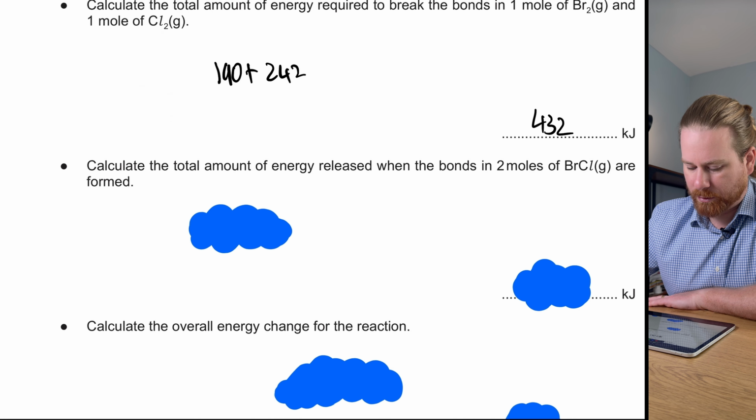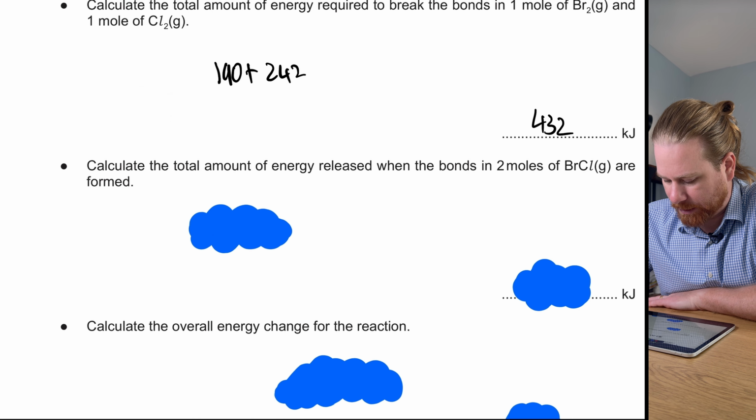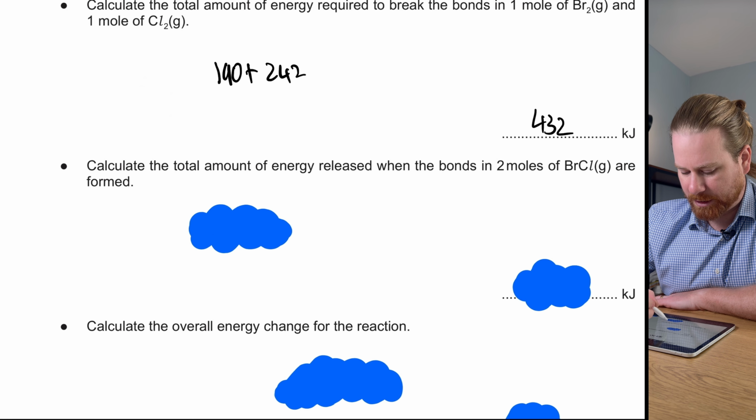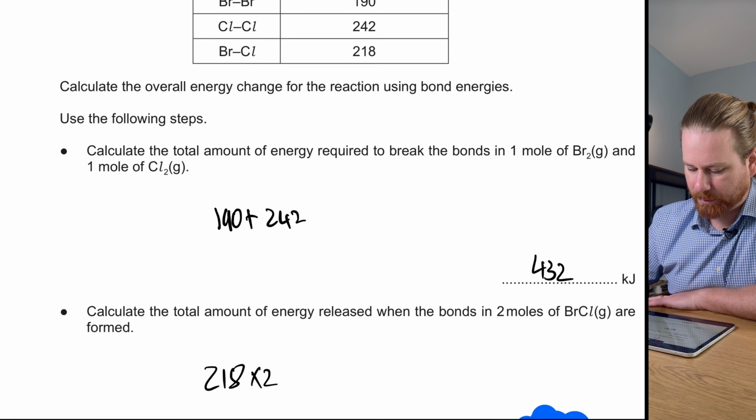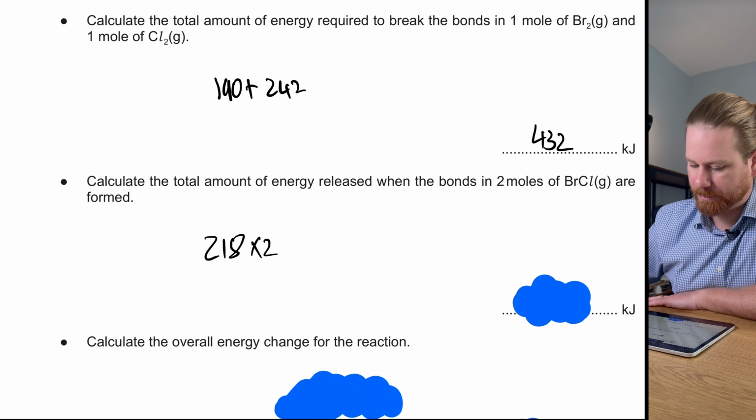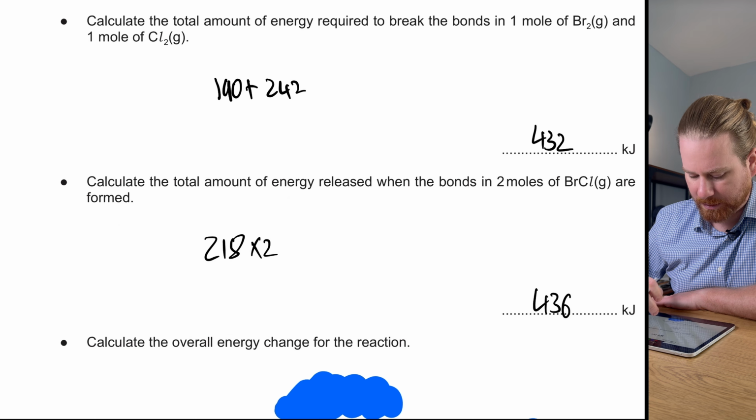Calculate the total amount of energy released when 2 moles of BrCl are formed. So we are just taking this number and multiplying it by 2, because we have 2 moles. And this is our answer.